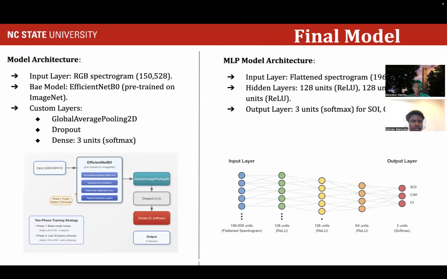More about it later. For the MLP, we just have three hidden layers of 128, 128, and 64 units, and the output has just three units corresponding to our three classes. For the EfficientNet, we have EfficientNet B0, which is pre-trained on ImageNet, and we add our custom layers for the classification head: the global average pooling layer, then dropout, and then the dense layer corresponding to those three classes.